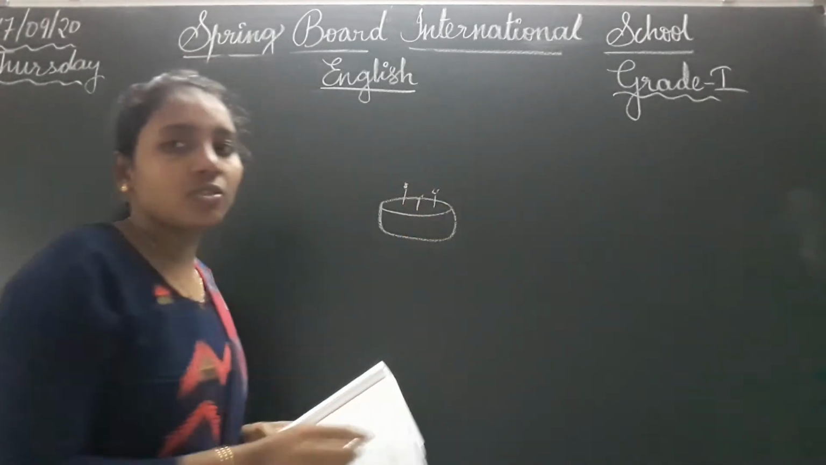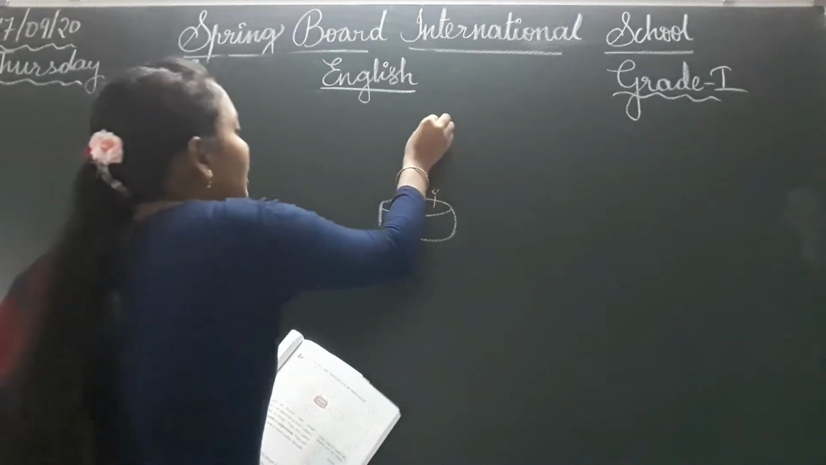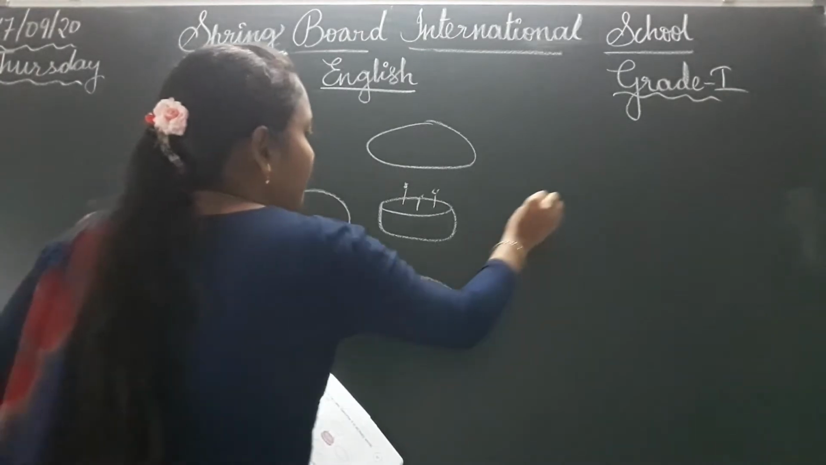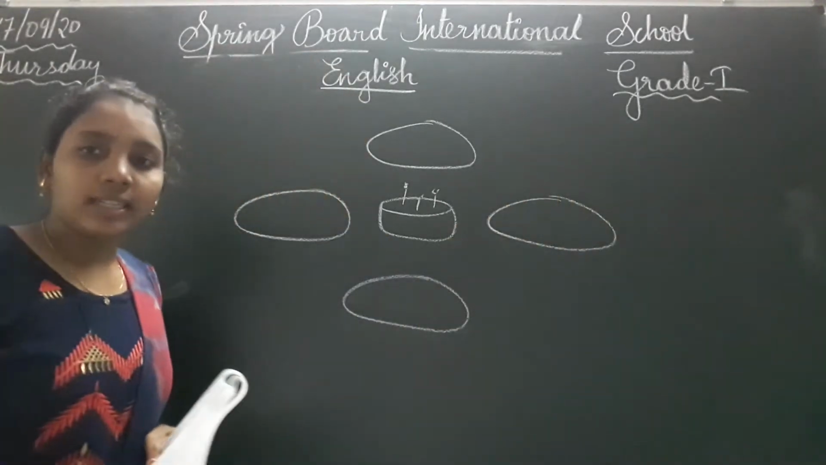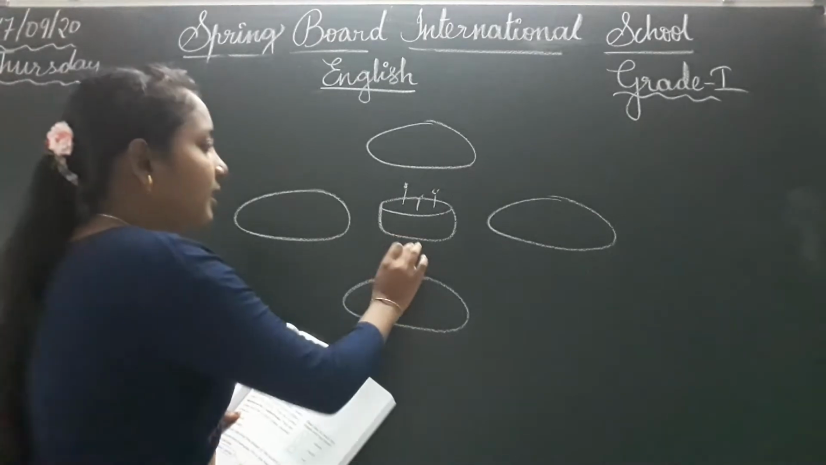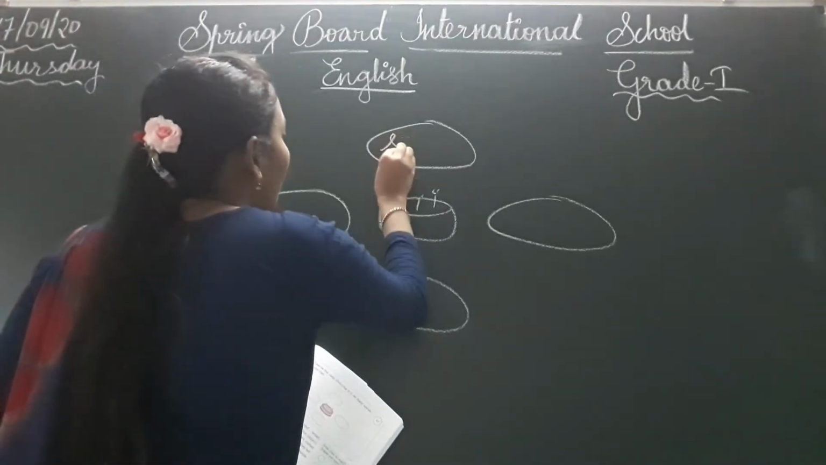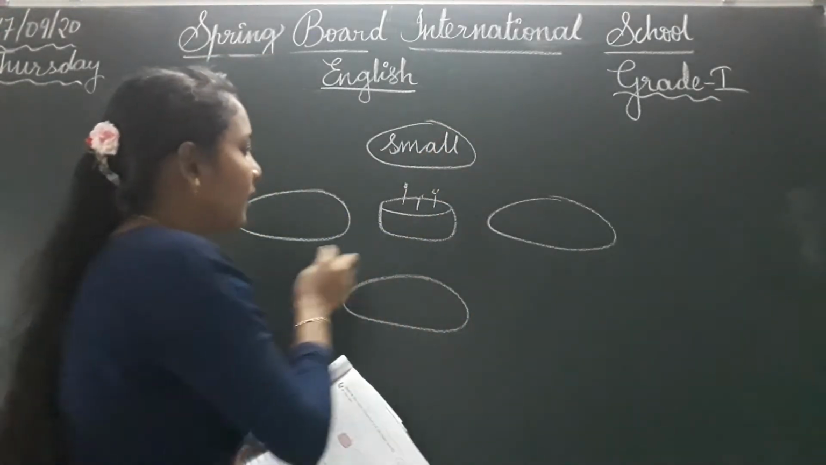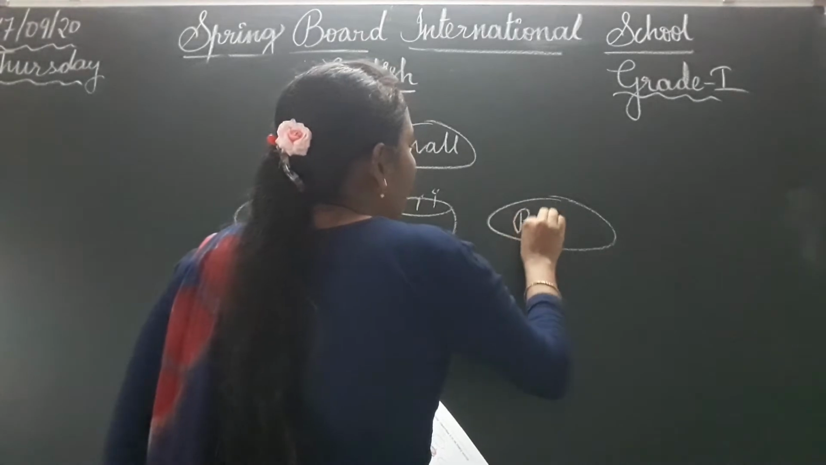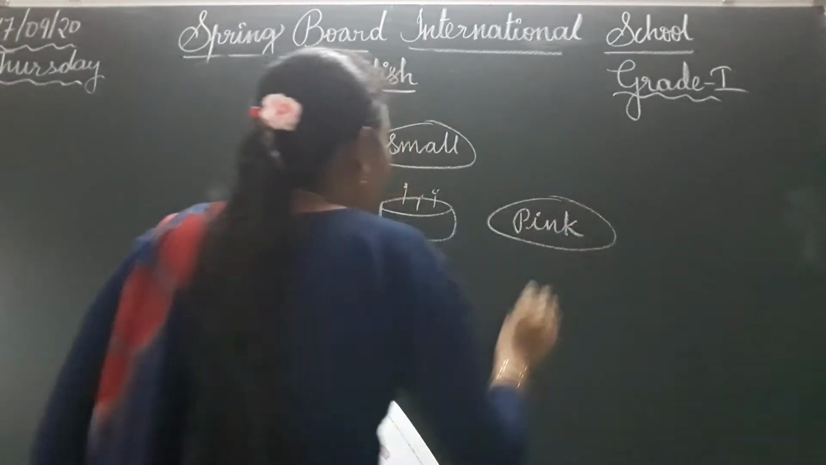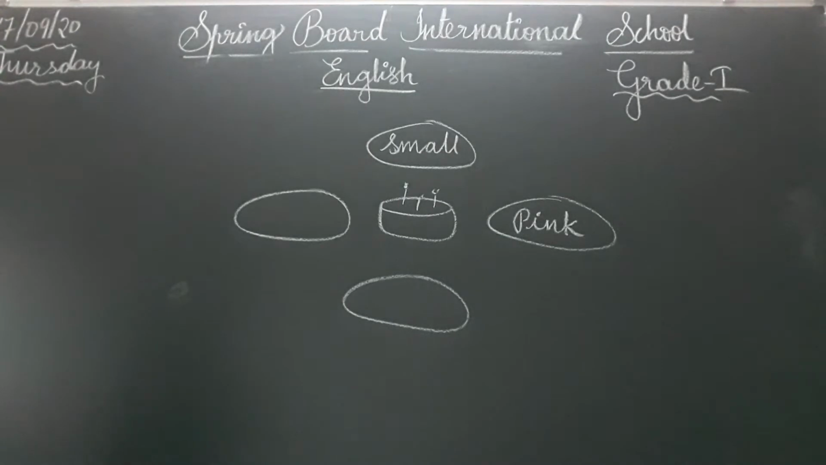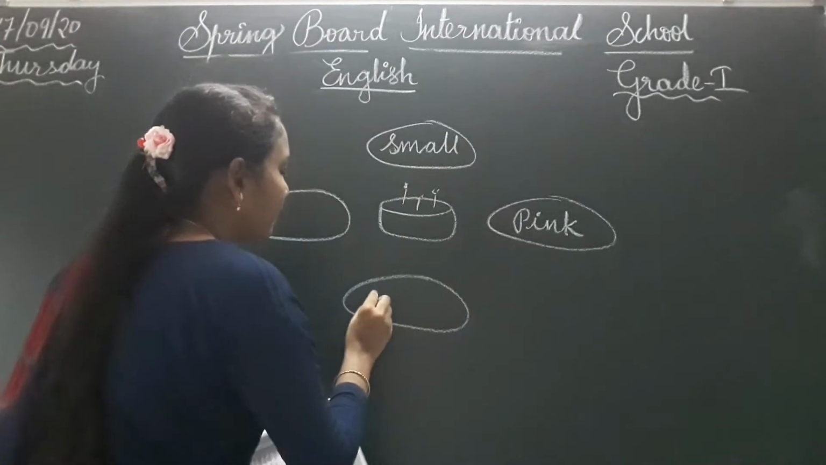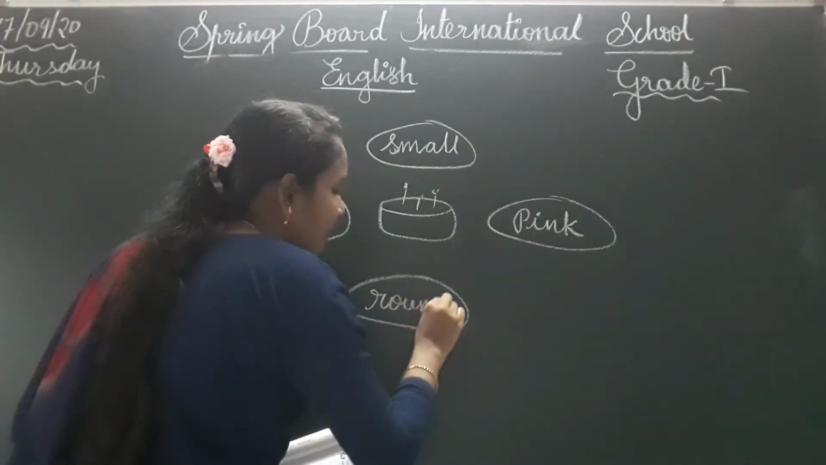What you have to do is describe this cake with how many words? Four words. See, with four words you have to describe this, children. The cake is small. Small cake, and what? Pink color. In which color is the cake? Pink color. Small, and in which shape is the cake? Round shape. Okay, the cake is round in shape.